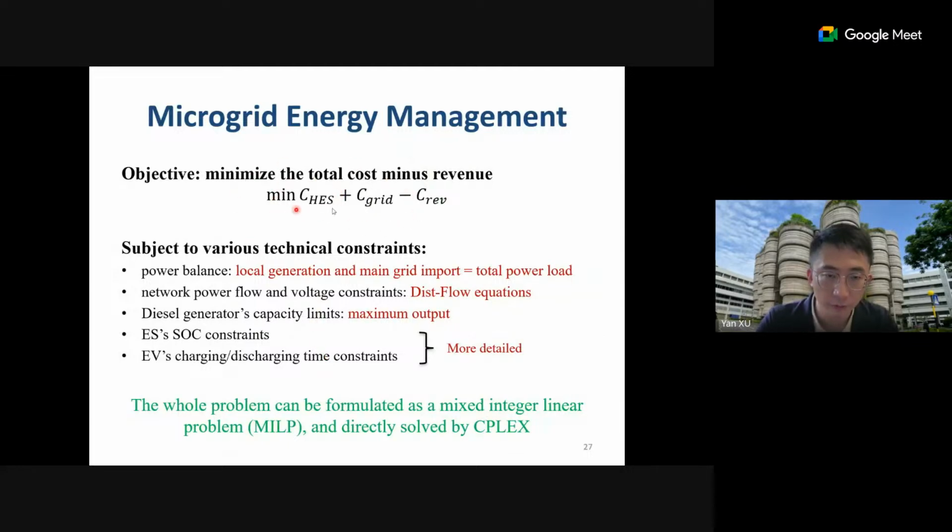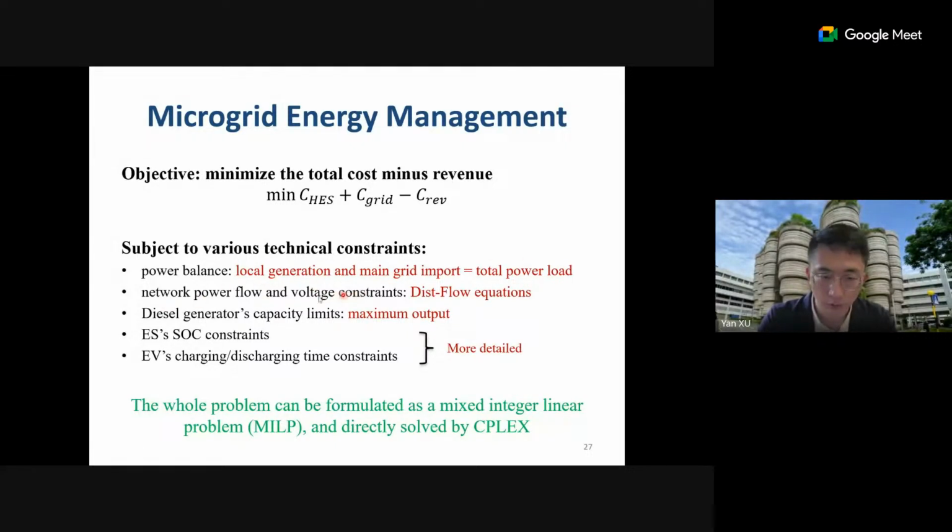Okay, we want to minimize the total operation cost minus the revenue. Okay, so the cost comes from the hybrid ESS and also from the power purchased from the main grid. And the revenue is the power that we sell to our customers, our loads. Okay, and the constraints include the power balance, right, between the total local generation and the power imported from the main grid. They must equal the total power demand.